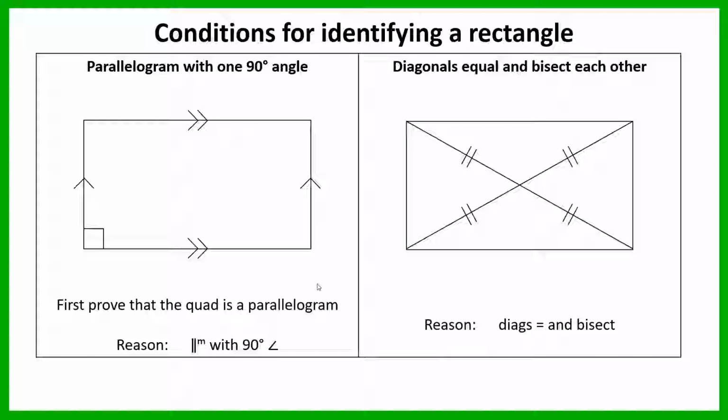Another method for proving that a quadrilateral is a rectangle is to prove that the diagonals are equal to each other and that they bisect each other. So your reason here will be diagonals are equal and bisect.